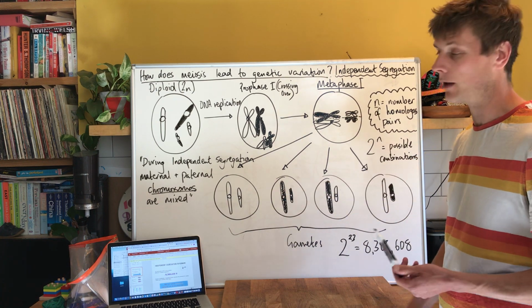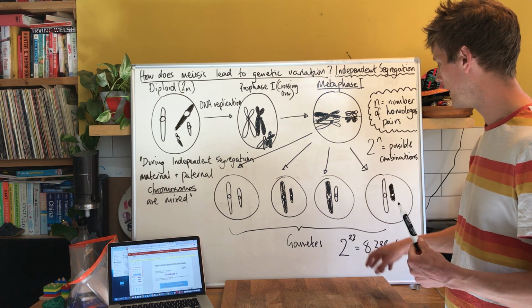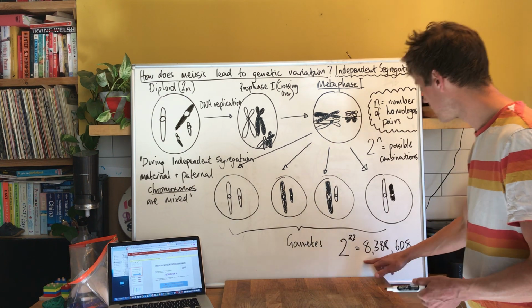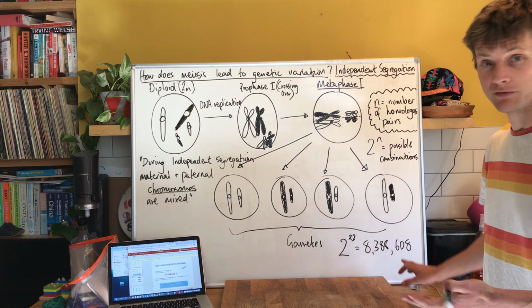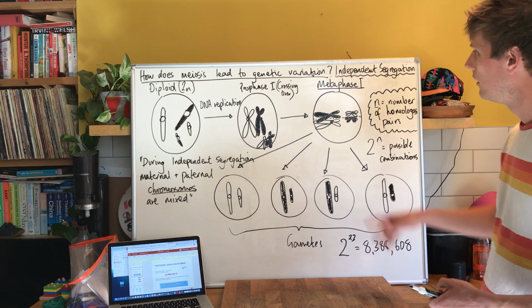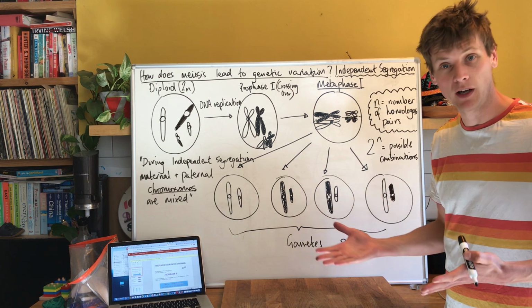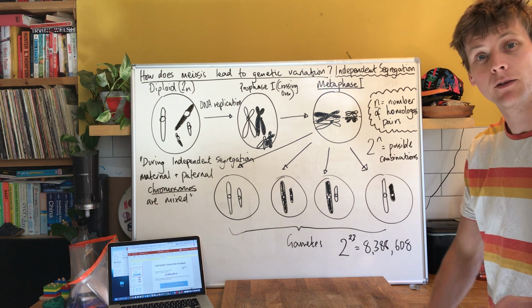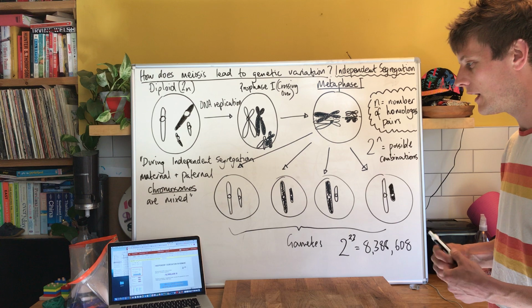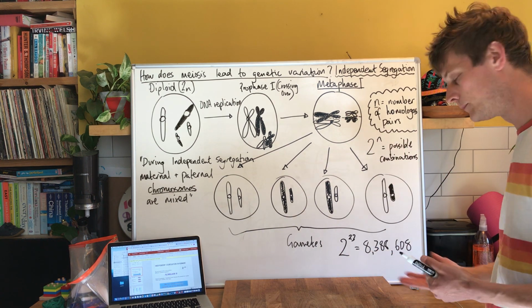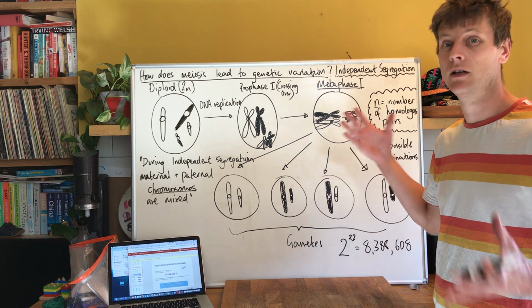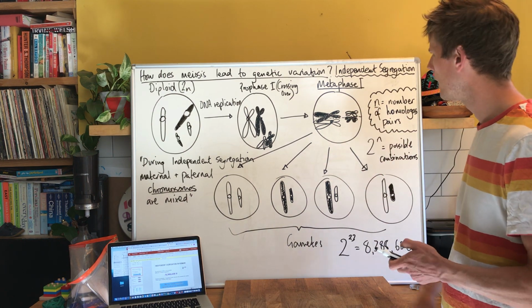Okay, so 2 to the power of 23 gives us, well, nearly 8.5 million possible combinations of maternal and paternal chromosomes from each one of those homologous pairs. And that's an enormous number. And what you've got to remember, that is nearly 8.5 million possible combinations of maternal and paternal chromosomes, let's say in a sperm. There would also be 8.5 million possible combinations in an egg. Multiply those two things together, and you get an enormous number, 70 million possible combinations of those chromosomes from the mother and father.